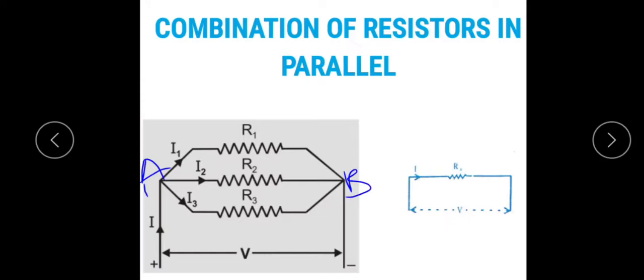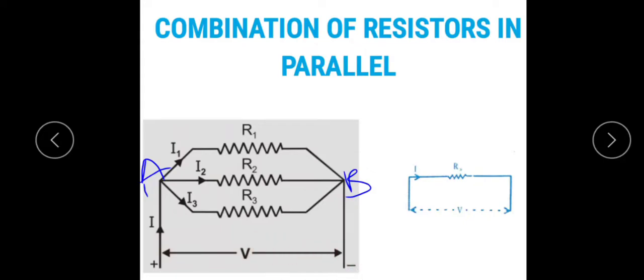When resistors are connected in parallel, we need to observe two things. The first one is that the potential difference across each resistor is the same. For all three resistors, the potential difference is the same, that is V. For the first resistor its potential difference is V, for the second resistor it is V, and for the third it is V. This is the first thing.